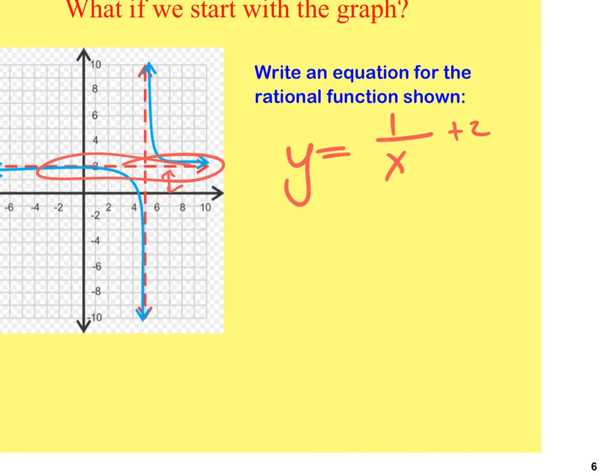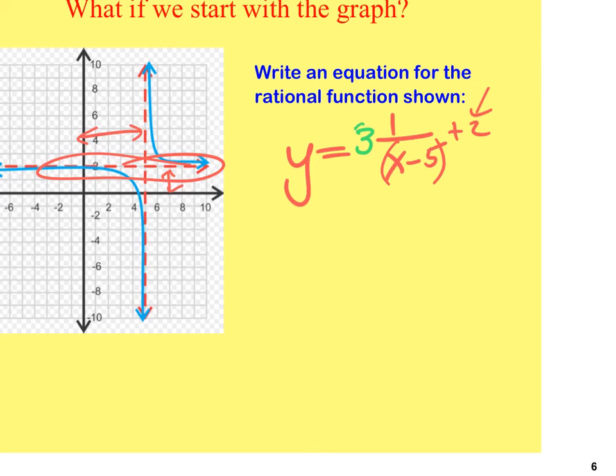Outside, +2. And how about this move when it went this way? All right, so that's the 5 to the right, so minus 5. That's the right way to think that through. That's the right, left, that's the up, down. And I told you there was no stretch, so you didn't have to worry about that. If there had been a stretch factor, it would have gone right here.